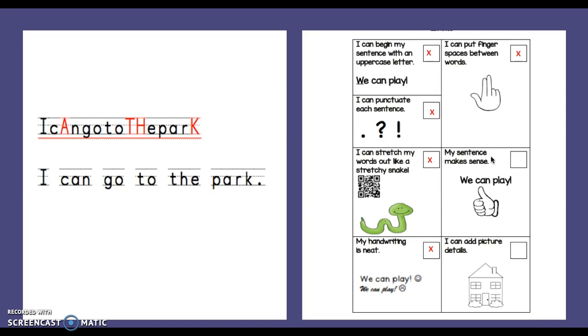The next box says, my sentence makes sense. I can go to the park. Yes, that makes sense. I'm going to put an X there.